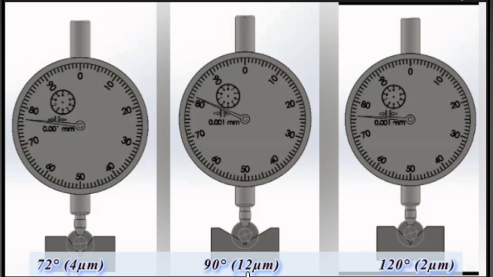If the same piece with the same measurement condition is measured with a V-block at an angle of 120 degrees, the runout of the piece is 2 micron. However, if the runout of this piece is measured with a special runout fixture, the runout of the piece is 12 micron.